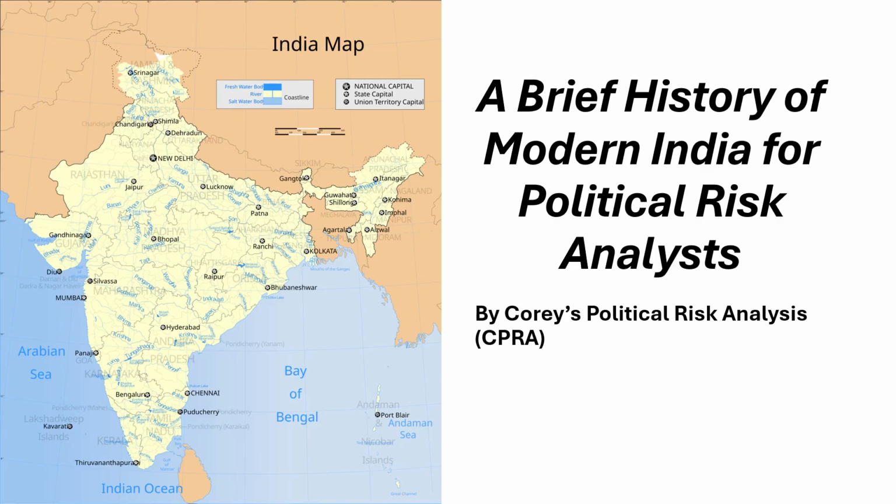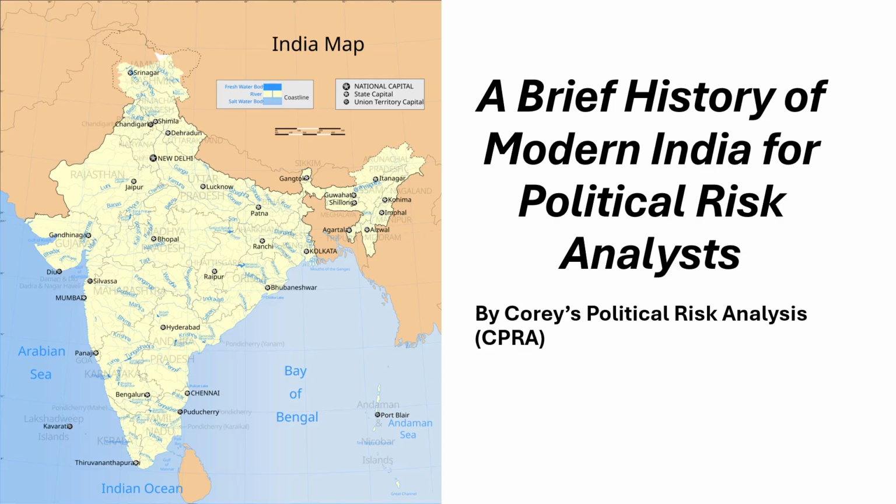Coalition politics and rising Hindu nationalism from 1991 to 2014. The 1990s and early 2000s were characterized by coalition governments. The BJP emerged as a powerful political force promoting Hindu nationalism. Key events included the 1992 demolition of Babri Masjid, which sparked nationwide riots, and the 1998 nuclear tests. India declared itself a nuclear state under PM Atal Bihari Vajpayee.